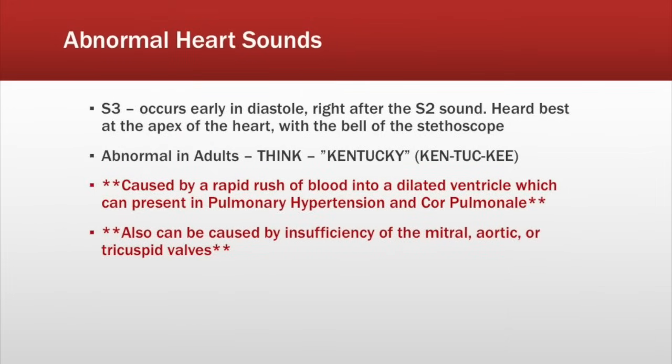For the abnormal heart sounds, we'll start with S3. This occurs early in diastole, right after the S2 sound. It can be heard best in the apex of the heart with the bell of the stethoscope. These are abnormal in adults, and think of the way it sounds like Kentucky. Kentucky. This S3 sound is caused by a rapid rush of blood into a dilated ventricle, which can present in pulmonary hypertension or cor pulmonale. It also can be caused by inefficiency of the mitral valve, aortic valve, or the tricuspid valve.